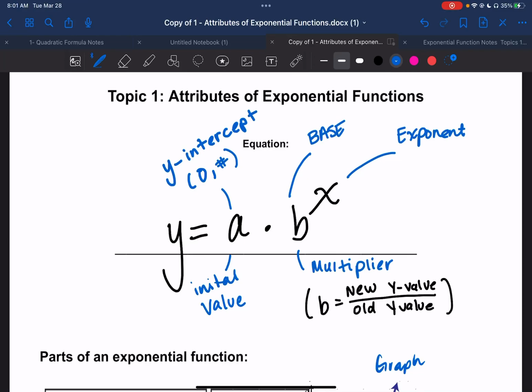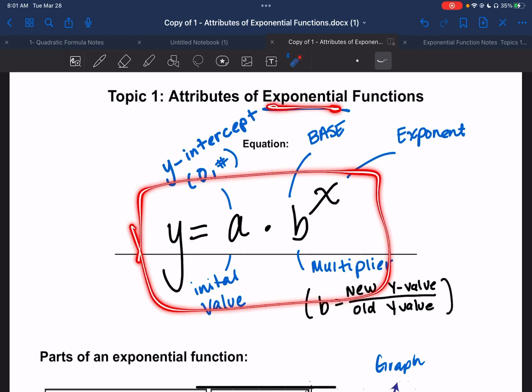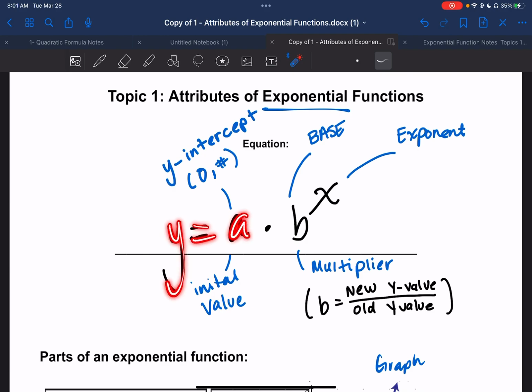All right, topic one, attributes of exponential functions. So here is the equation for an exponential function. It is y equals a times b to the power of x. Let me explain it, then you can pause it and write it out.